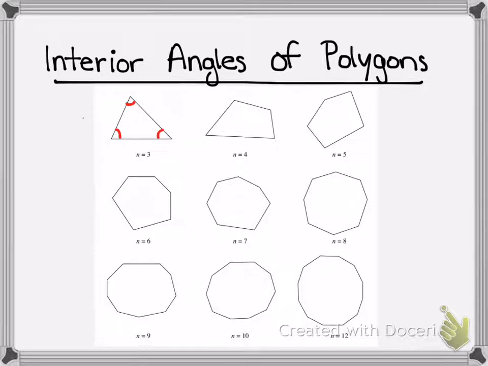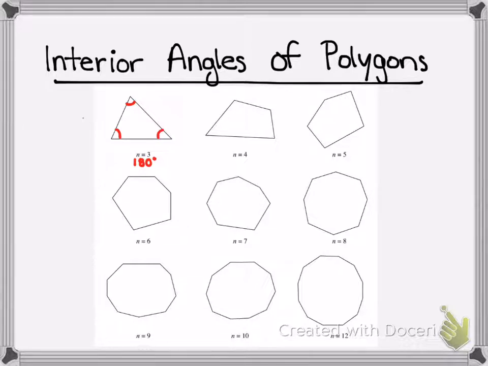Now, as it turns out, there are patterns for the sum of the interior angles of any polygon. We know what it is for a triangle. The sum of those three angles should be 180 degrees. And I suspect you know what it is for a quadrilateral too. It's 360 degrees. But let's think about why that might be.